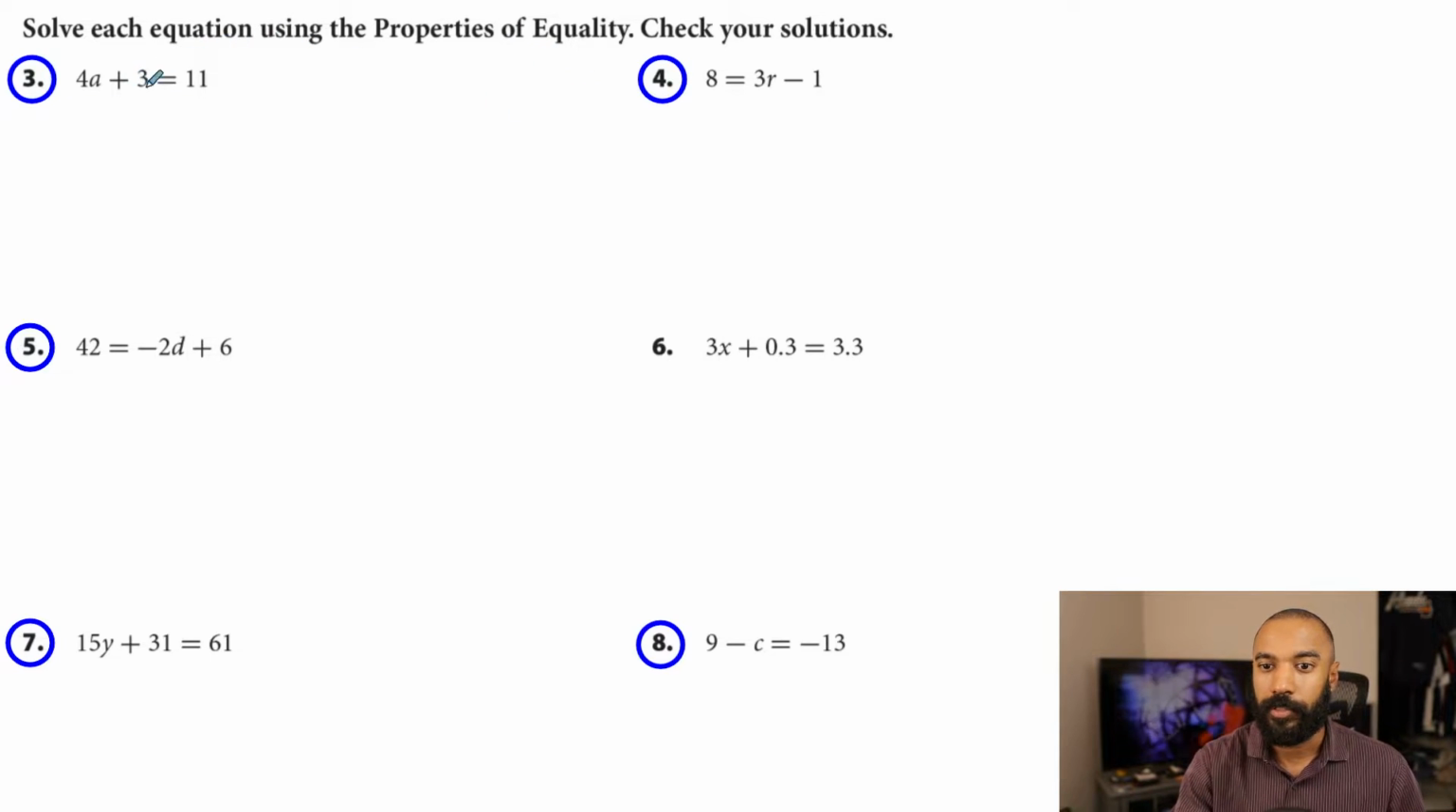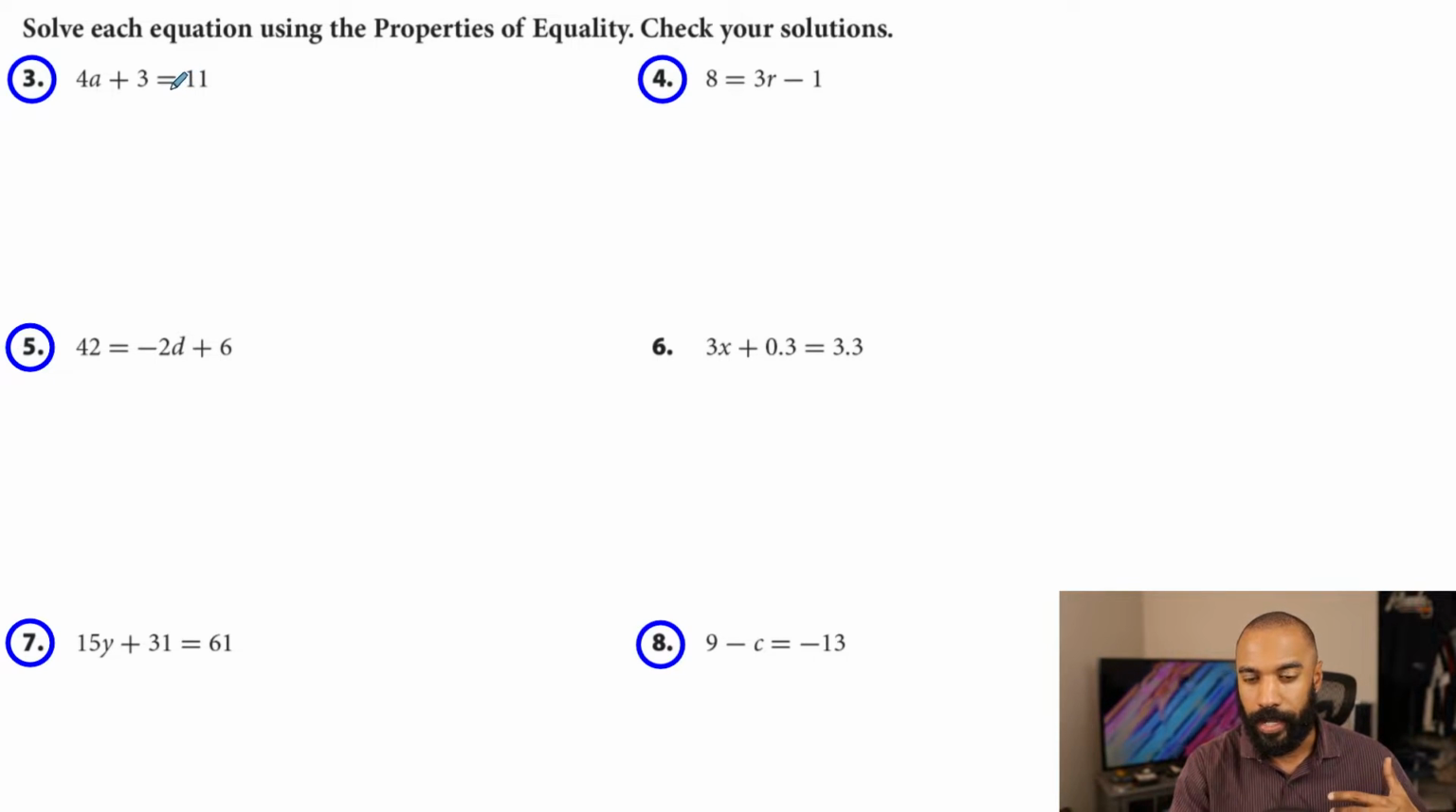It's fine. I'm going to start with number 3. 4a plus 3 equals 11. Now to make sense of this, what we're doing is we are seeing what value of a would make the statement true. And of course, I'll double check a few of them with you as we do them. Maybe the first one, if there's a fraction, see what it looks like. 4 times some number plus 3 equals 11.